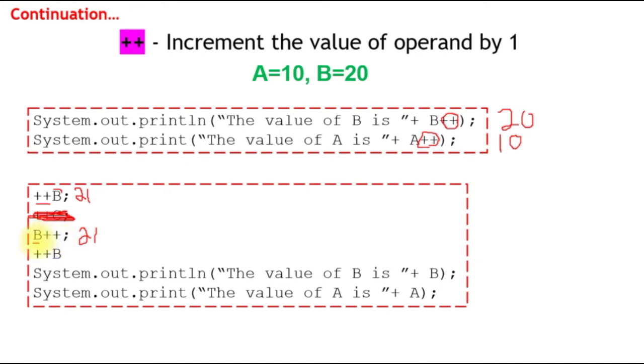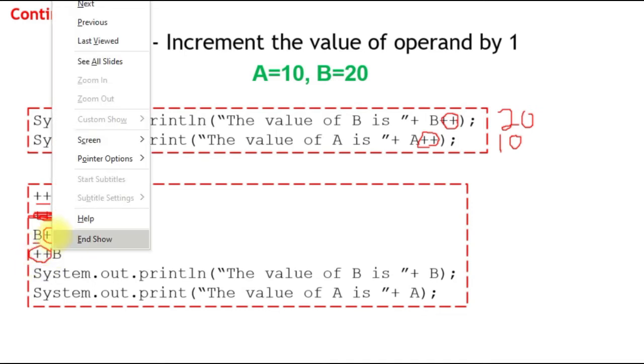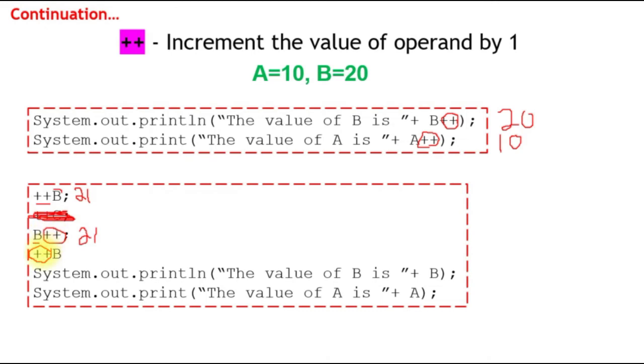So, dito, pa lang sa B, 21. Kapag nabasa niya to, 22. Okay? Next, may nabasa ulit siyang plus. So, 22 plus 1 ulit, 23. Ano yung value ng B ngayon? Yung value ng B ay 23. The value of B is 23.